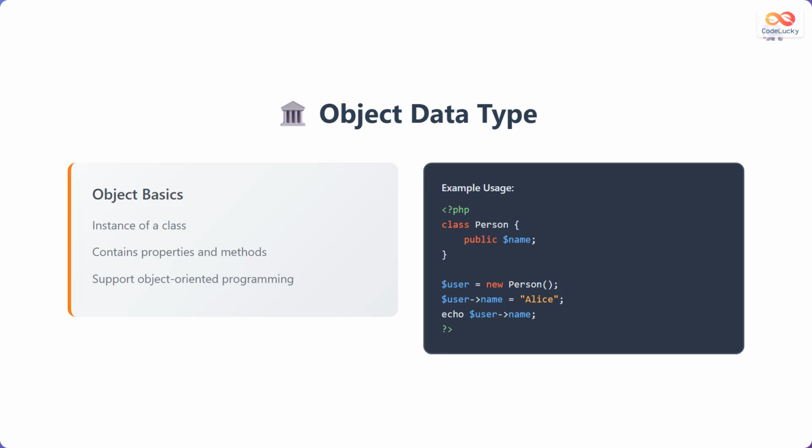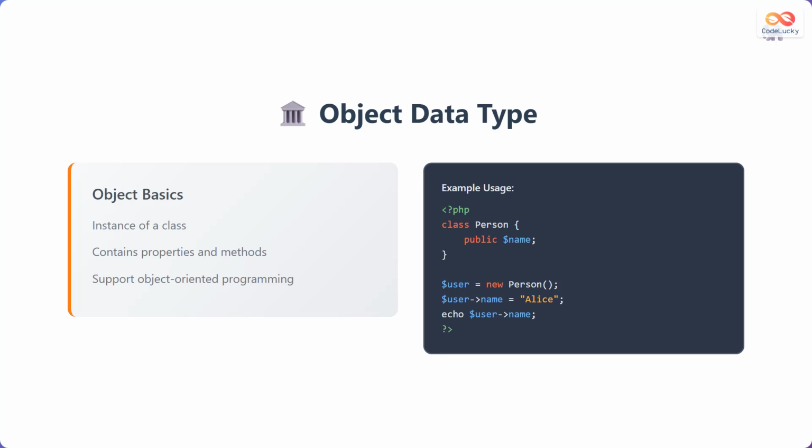In PHP, an object is an instance of a class. Classes are blueprints for creating objects, defining their properties and methods. Objects are a fundamental concept in object-oriented programming, allowing you to model real-world entities and their behavior in your code.